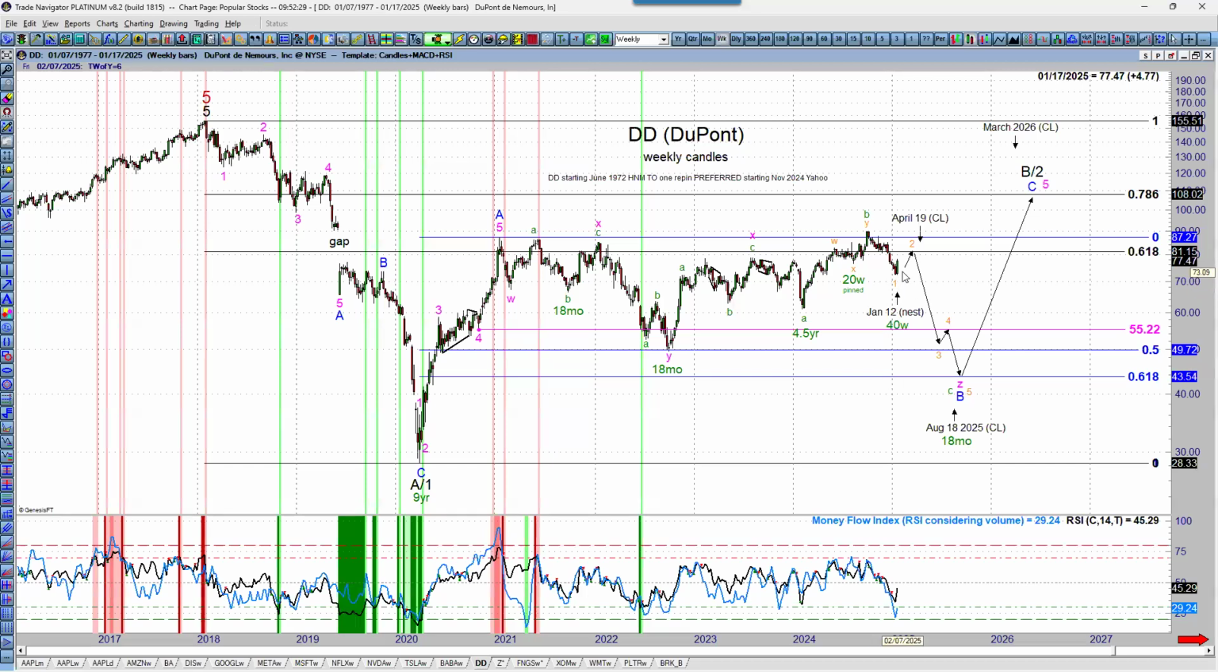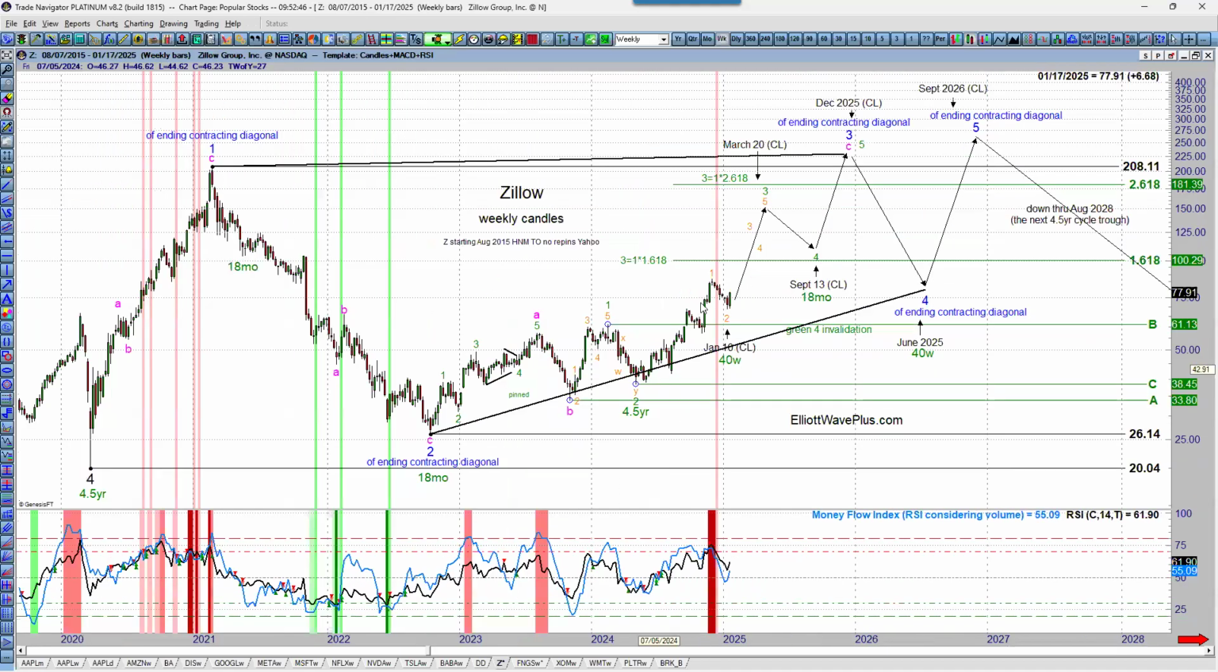DuPont, the bounce has started, and I expect that bounce in DuPont to continue higher, or at least Hurst does, all the way through mid-April. Zillow started into a bounce. Expect that bounce to continue higher through mid-March.